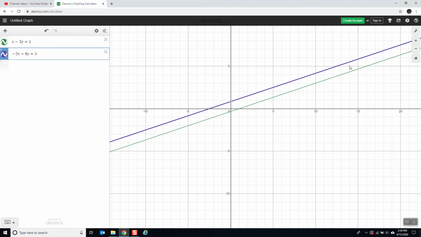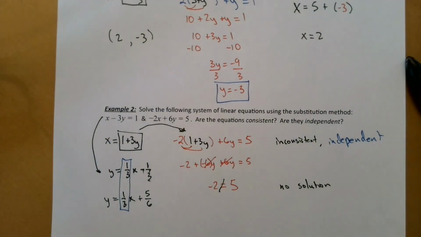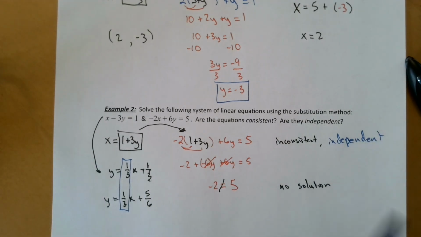So that means this is an inconsistent, independent system. Two distinct equations, so two totally different. Okay, so there I solved it. I just did it in my head. So there are two distinct equations. They have the same slope, that's the number in front of x, but they have different y-intercepts. That makes them independent. The fact that there's no solution makes it inconsistent.